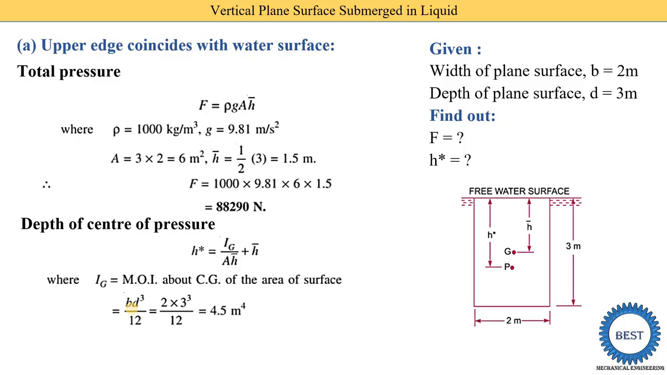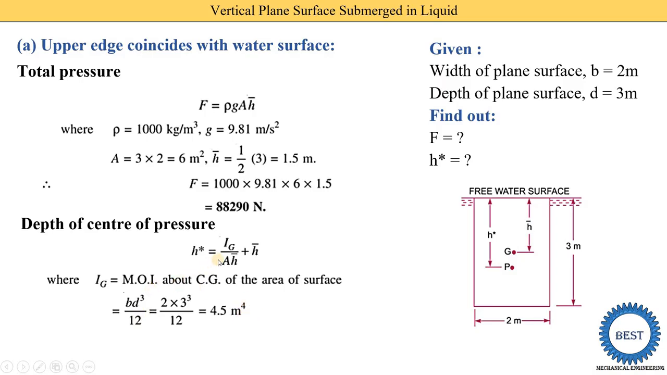In the second numerical, we take the surface as circular. In the third numerical, we take the shape of the surface as a triangle. In this video, we can see what the equation of Ig is, so you can easily remember these equations. So Ig is equal to 4.5 meter raised to the power 4.